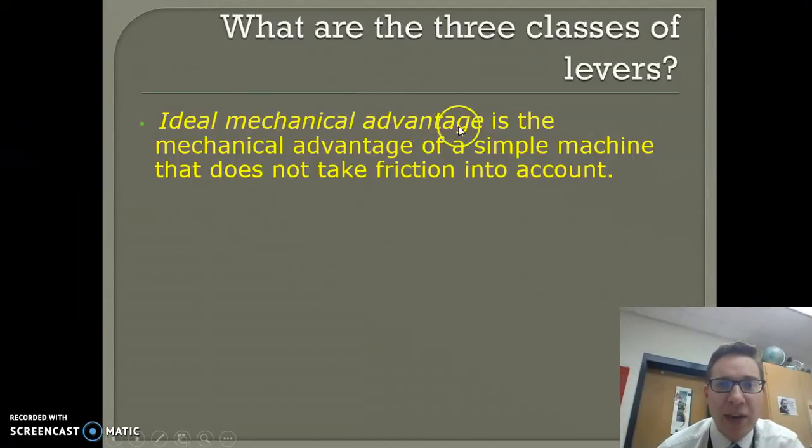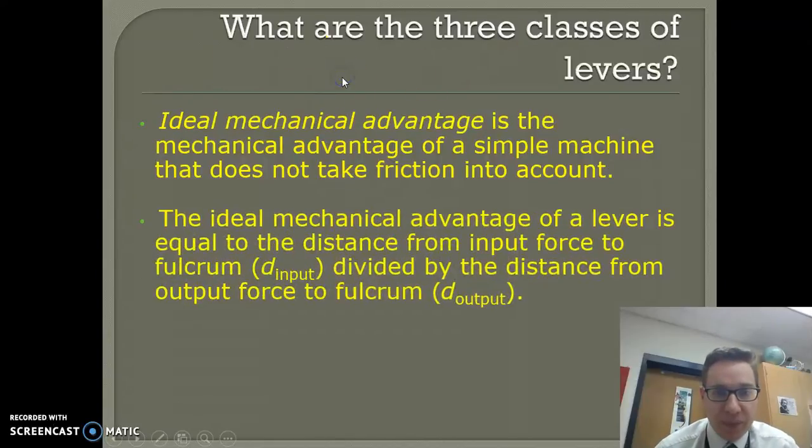Ideal mechanical advantage is the mechanical advantage of a simple machine, and it does not take into account any friction. Okay, so ideal means the perfect machine. There's no friction, and so whatever we put into it, we should get out of it. That's ideal mechanical advantage.